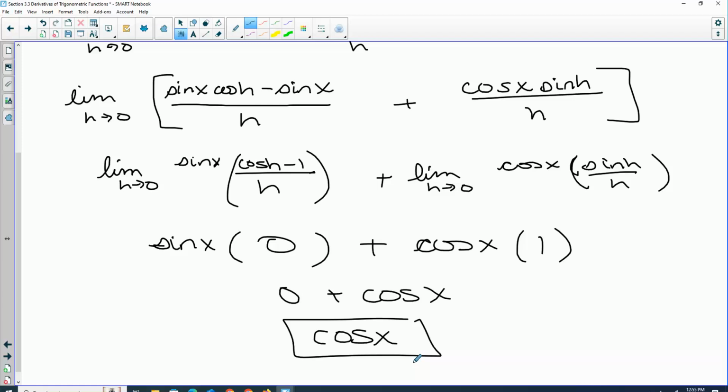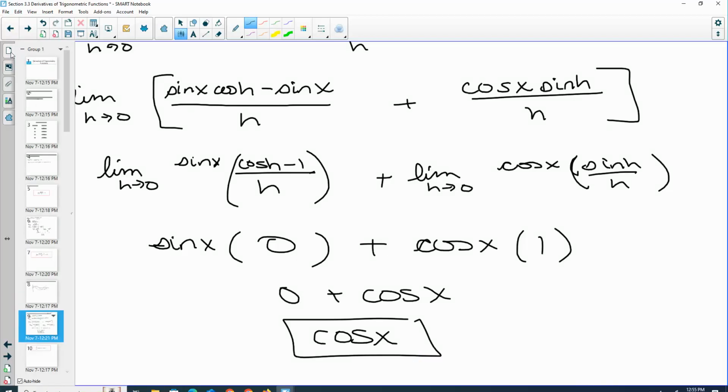So how is sine of h over h 1? That was from section 2.2. Okay, rule.